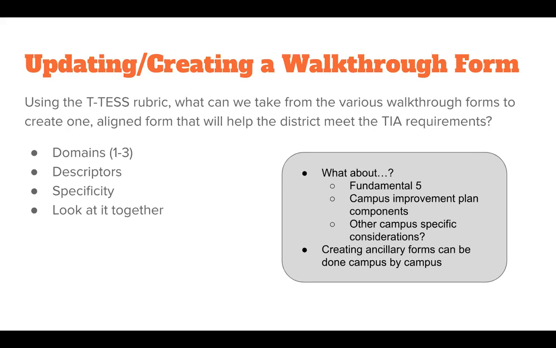An example in the gray box there, one campus was really big about implementing the Fundamental 5, and they wanted components of the Fundamental 5 in their walkthrough form as a way of providing feedback to teachers on that. Well, when we are looking at the Teacher Incentive Allotment, some of those ancillary criteria that you might be looking for to support efforts on your campus may not necessarily need to be on your walkthrough form. You need to ensure your walkthrough form is aligned across the entire district and across the entire T-TESS rubric where applicable, covering domains 1 through 3, so that your walkthroughs truly support a T-TESS evaluation.